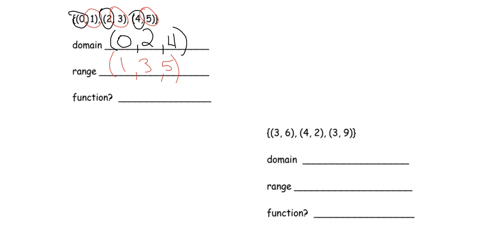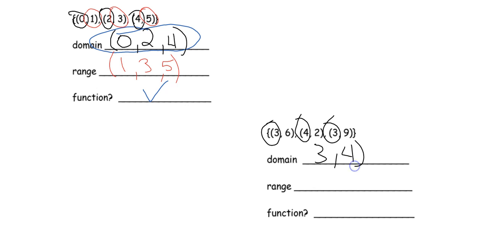Is it a function? Remember, we have to go back and ask ourselves, does each input only have one output? Since my domains are not repeated, this is a function. And if I look at my second example, I could look at my domain again, 3, 4, and 3. So really, my domain is just 3 and 4. My range then, or my outputs, would be 6, 2, and 9. So I've got 6, 2, and 9.